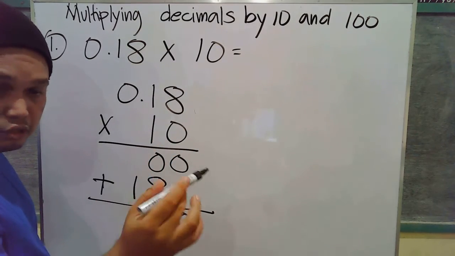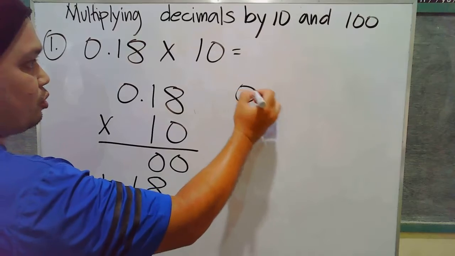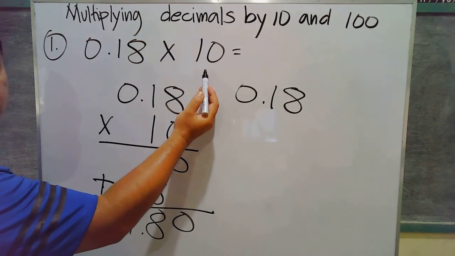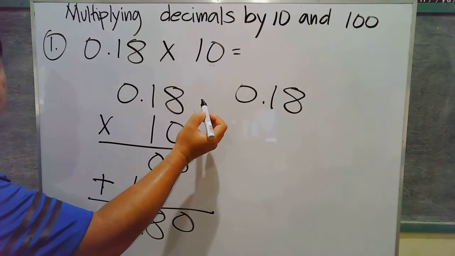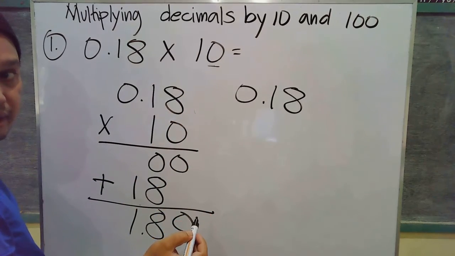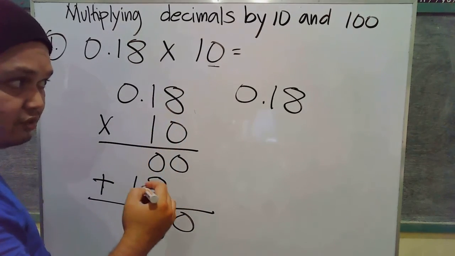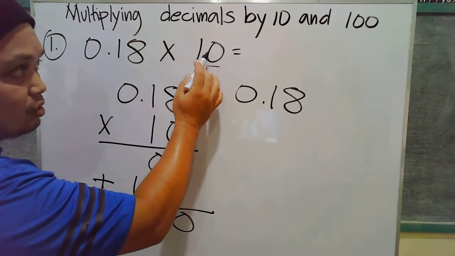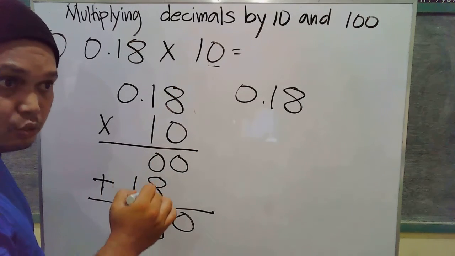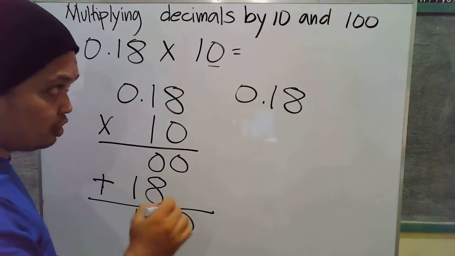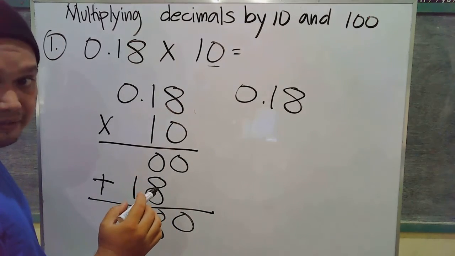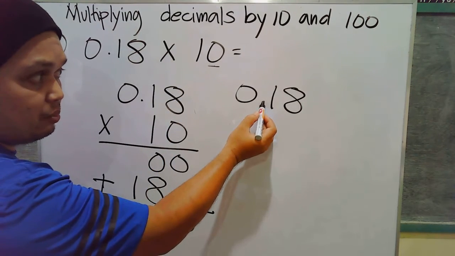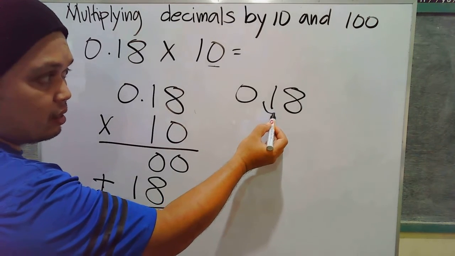So if we're going to do that, we have here 0.18. And for our multiplier, how many zeros do we have? Only one. We have 1 zero from 10. So we're gonna move the decimal point to the right one step because 10 here has only 1 zero. The number of steps depends on the number of zeros that our multiplier has. So in this case we have only 1 zero, so we move the decimal point to the right one step.